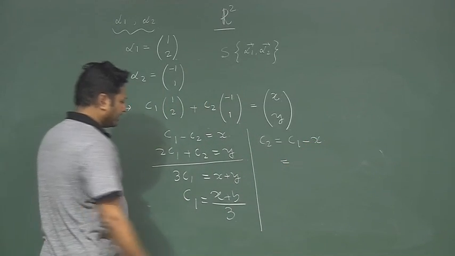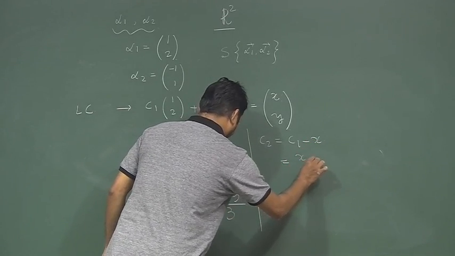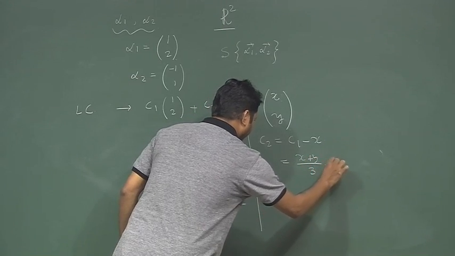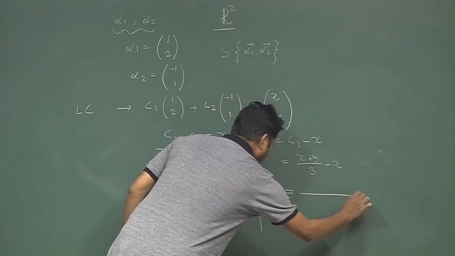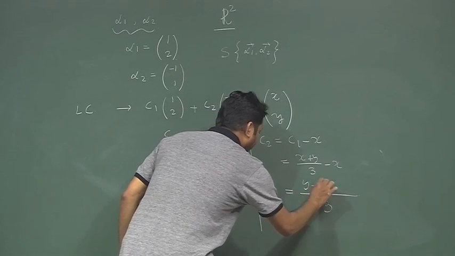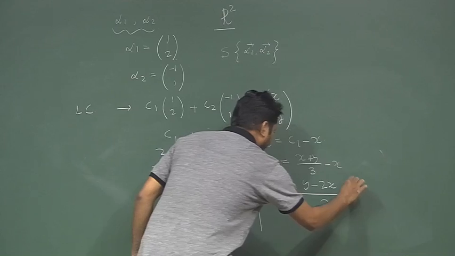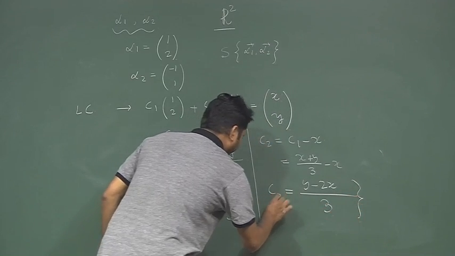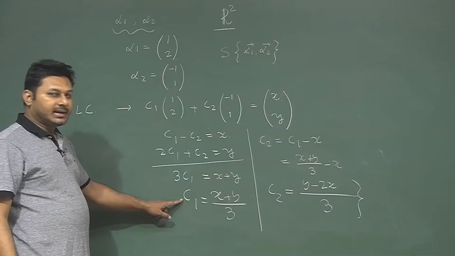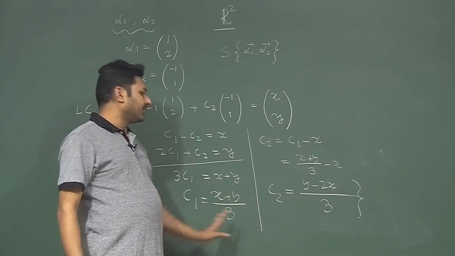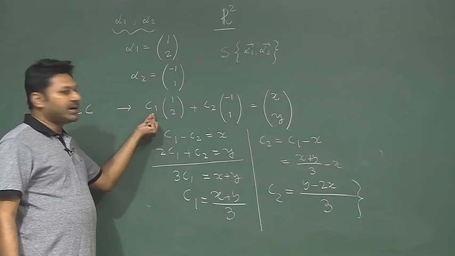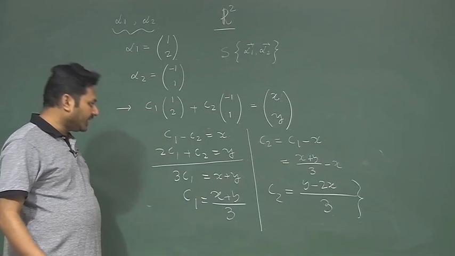So C1 is x plus y divided by 3, and C2 is y minus 2x divided by 3. So I can have a value of C1, I can have a value of C2, both in terms of x and y. So if my x and y are given to me, then I can readily find out my C1 and C2. So let us do these things.